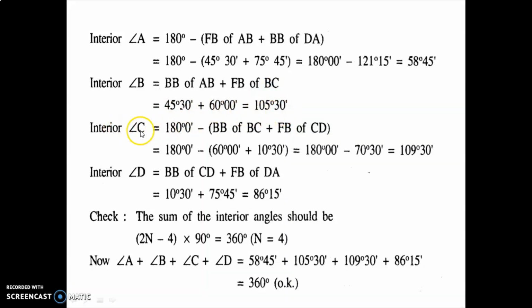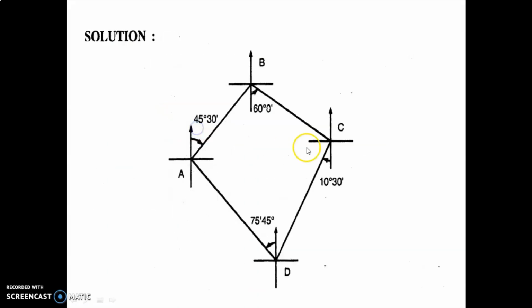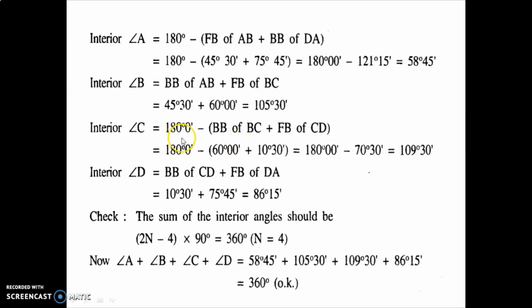In the same way, angle C will be similar to angle A. You can see what this angle will be: if it is 60 degrees, this angle will also be 60 degrees as per the mathematical rules, and this total is 180 degrees. So from 180 degrees you deduct this value and this value: 180 degrees minus the back bearing of BC plus the fore bearing of CD, 180 minus 60 degrees plus 10 degrees 30 minutes. So you will get 180 degrees minus the summation of these two, 70 degrees 30 minutes, which is 109 degrees 30 minutes. This is the same process that we did for angle A.